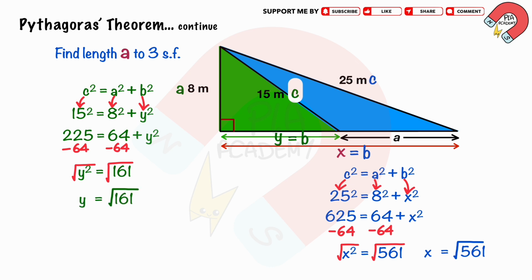Finally, calculate the length a by subtracting y from x. So a equals square root 561 minus square root 161, which is 11.0 meters to 3 significant figures.